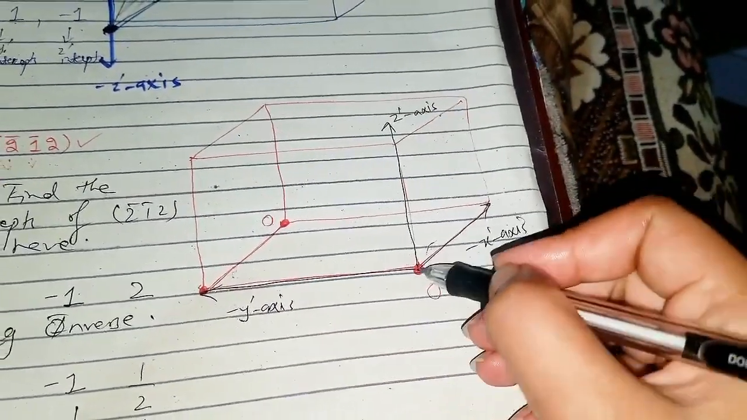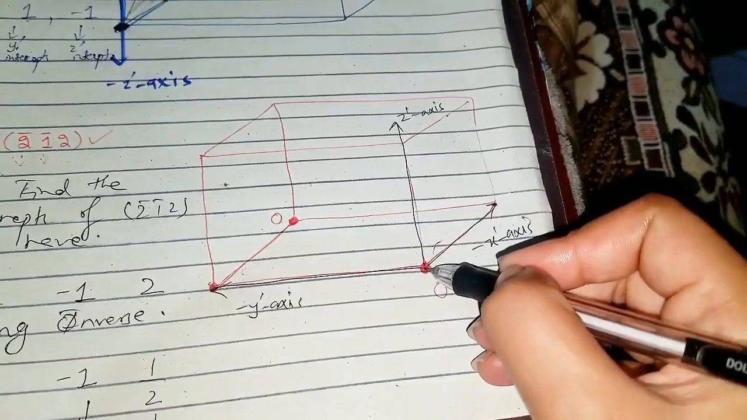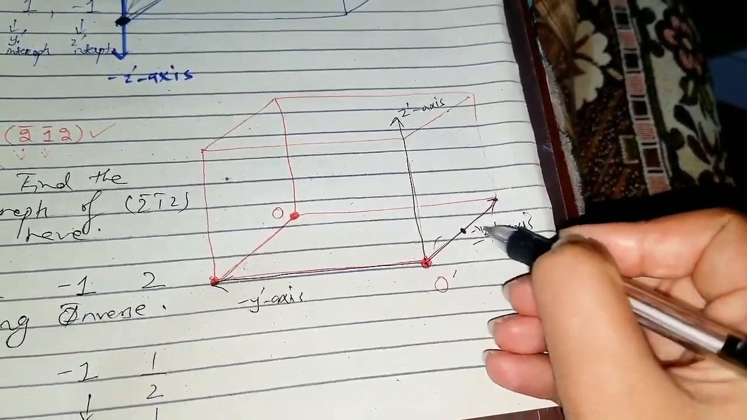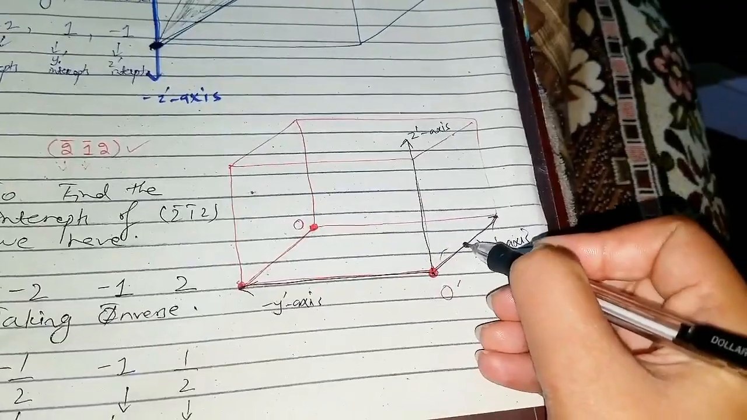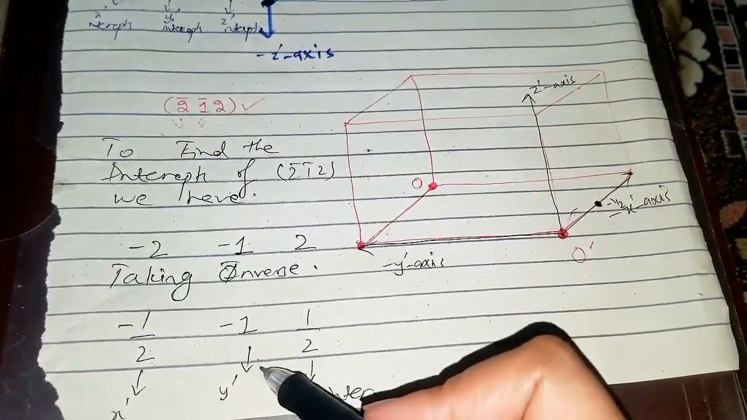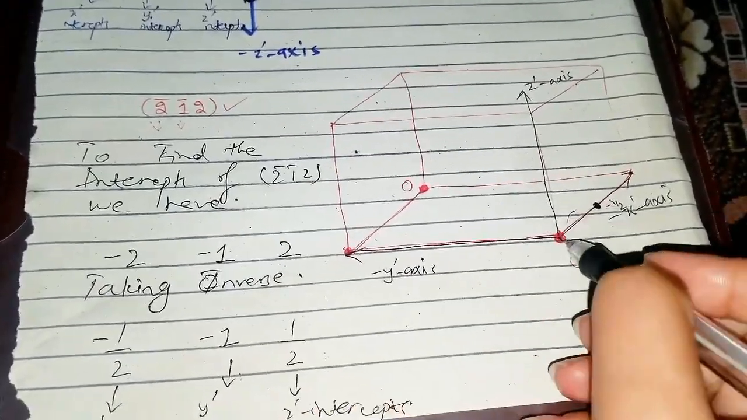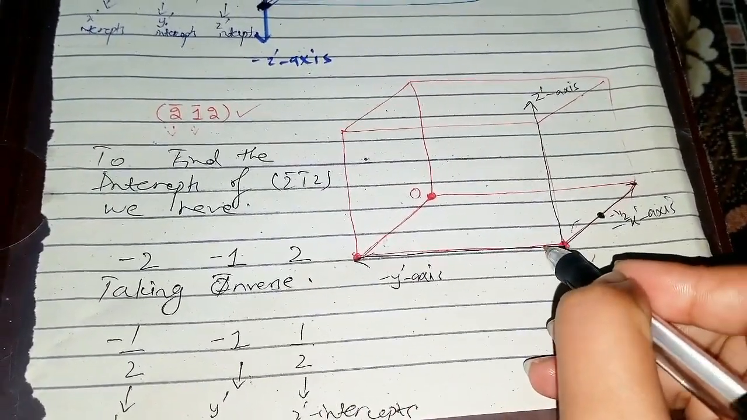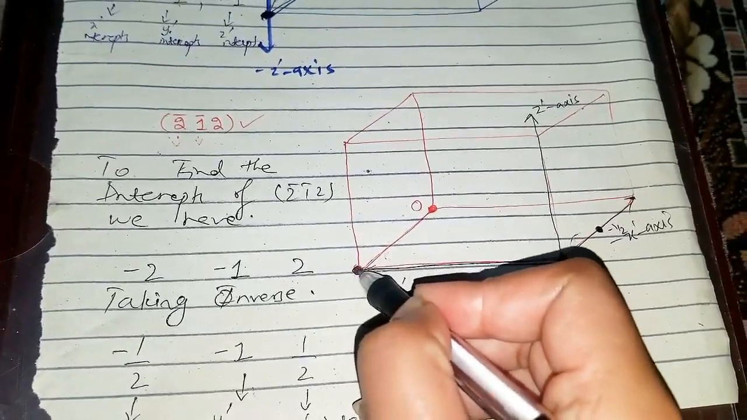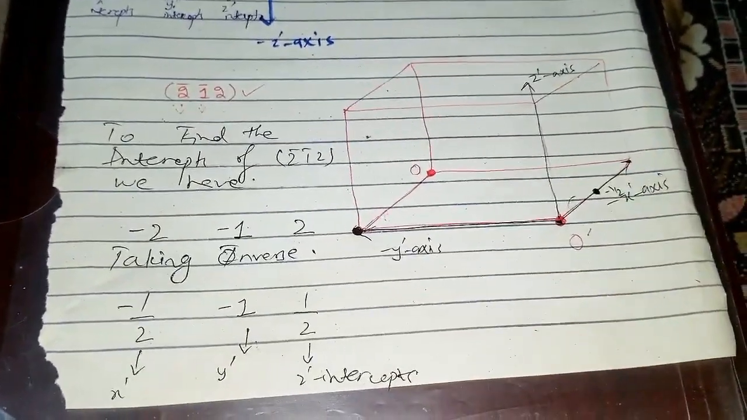So x prime intercept is -1/2, so this is the new origin, and -1/2 means this whole length is 1, from one corner to the other corner is 1, and half of it is right there. This is one of the points on the plane. Next is the y intercept, which is -1 here. So from the origin, 1 unit means to the other corner of the unit cell along the negative y prime direction, which is this point. This is another point on the plane.